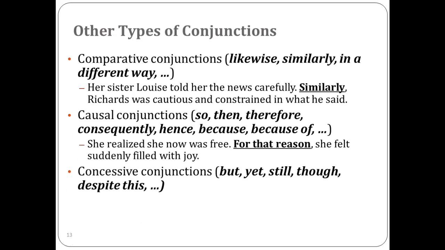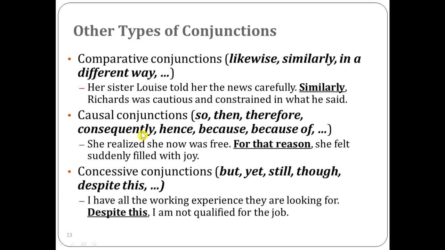We have other types of conjunction, everyone, like comparative conjunction. For example, likewise, similarly, in a different way, etc. For example, her sister, Louise, told her the news carefully. Similarly, Richard was cautious and constrained in what he said. Next is causal conjunction. For example, so, then, therefore, consequently, hence, because, or even because of. For example, she realized she now was free. For that reason, she felt suddenly filled with joy.